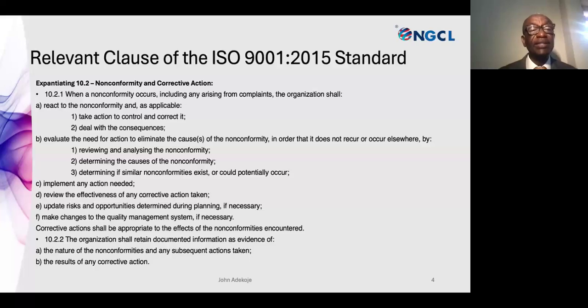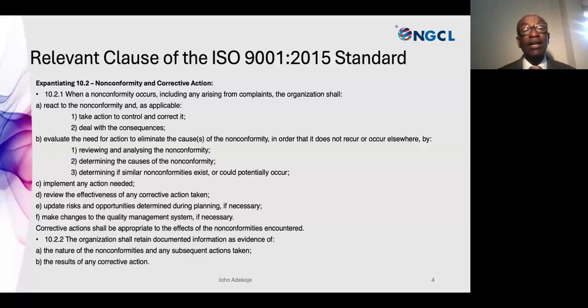Then C, implement any action that is needed. Any action that is needed to be done, you implement it. D, review the effectiveness of any corrective action taken. E, update the risk and opportunities determined during planning, if necessary. And F, make changes to the quality management system if necessary. Corrective actions shall be appropriate to the effects of the non-conformities encountered. That is what determines the type of corrective action that you will do.